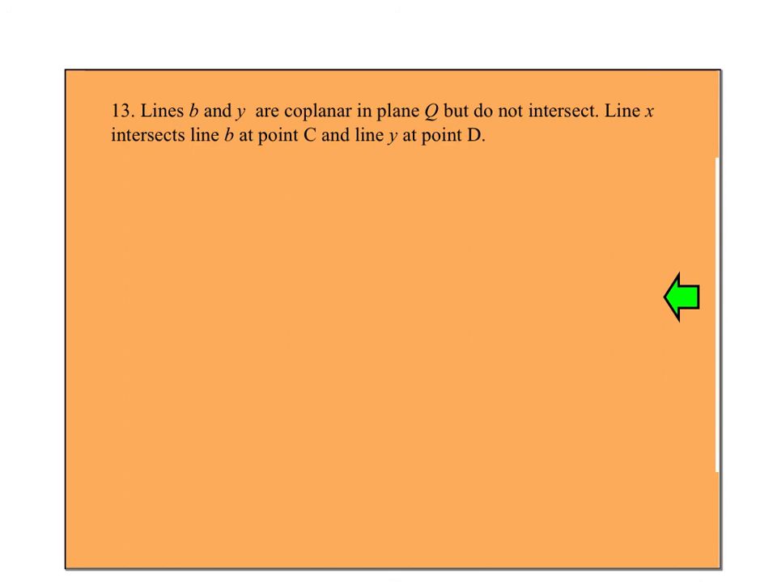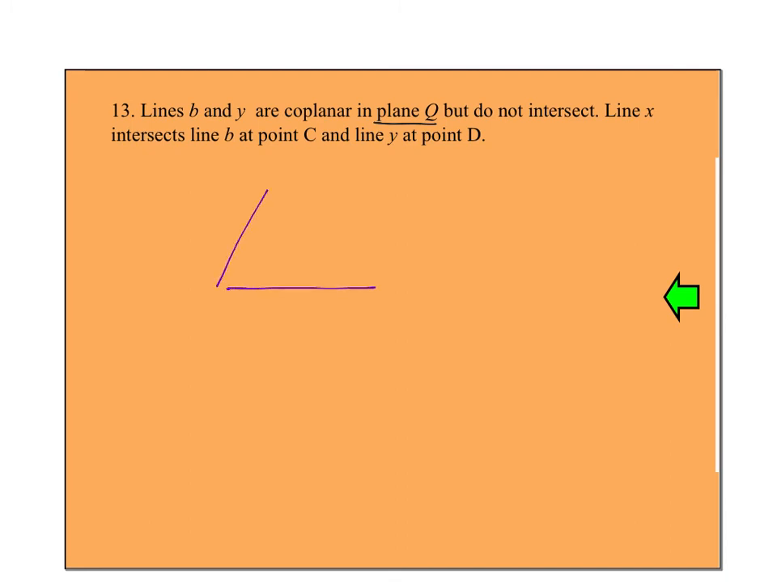Okay, so lines B and Y are coplanar in plane Q, but do not intersect. Line X intersects line B at point C and line Y at point D. Wow, a lot of things going on. So let's start here. We have plane Q.